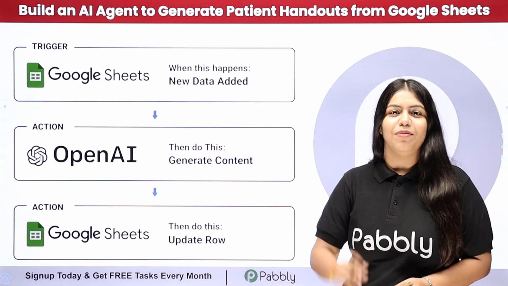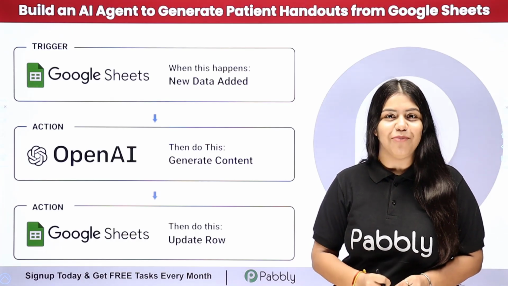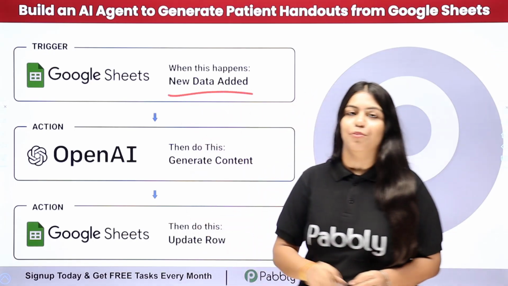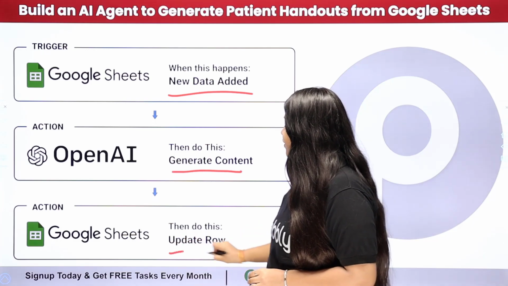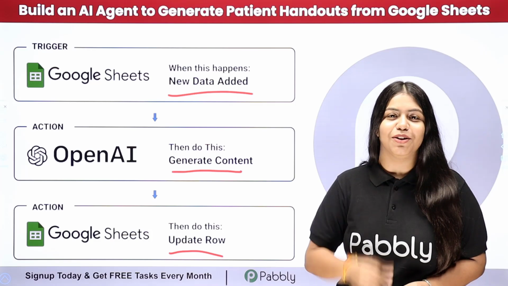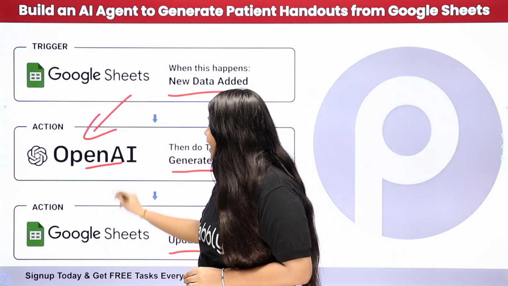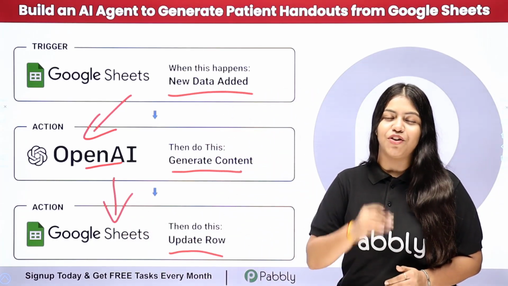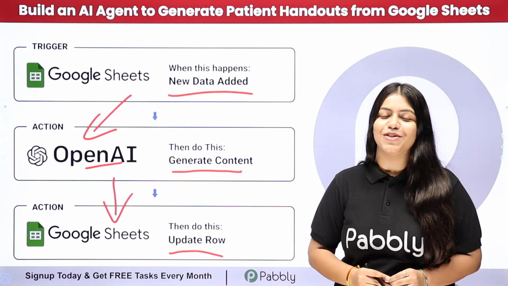So to solve this problem, I've simply created this amazing automation where, as soon as we add the patient details into our spreadsheet, automatically my AI agent is going to generate the patient handouts, and further we are going to add that back again into our Google Sheets. So to do this, we are simply going to create a connection between Google Sheets, my AI agent, which is OpenAI, and then Google Sheets. And to create this connection without knowing any programming or coding language, we are going to use Pabbly Connect. It is an amazing automation software.